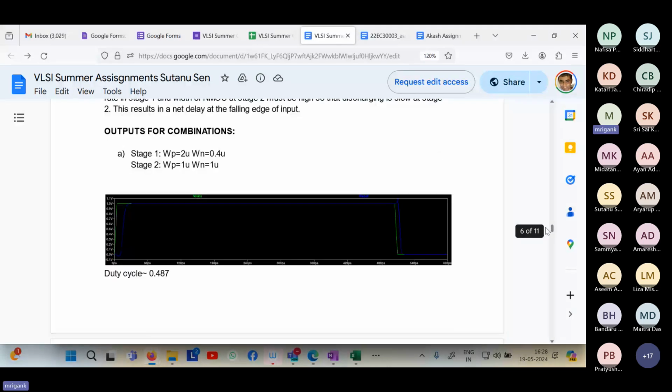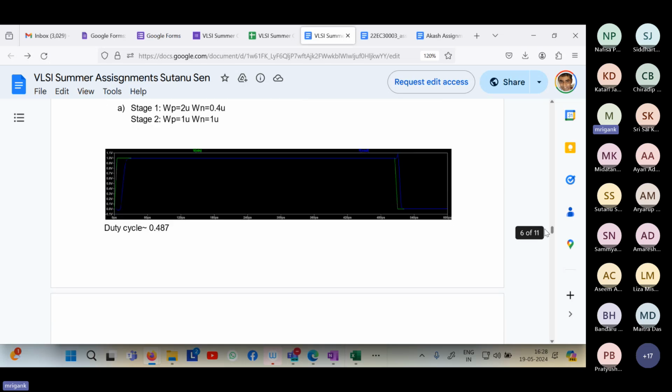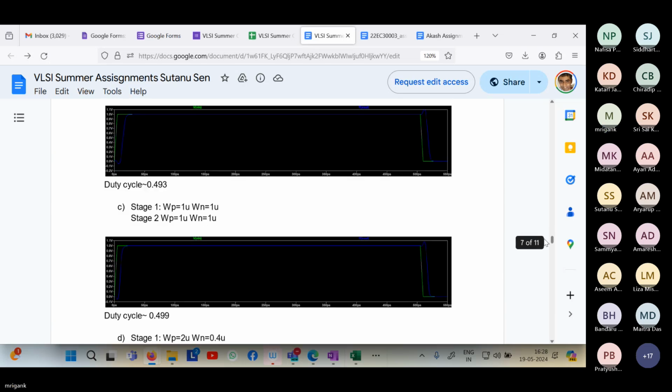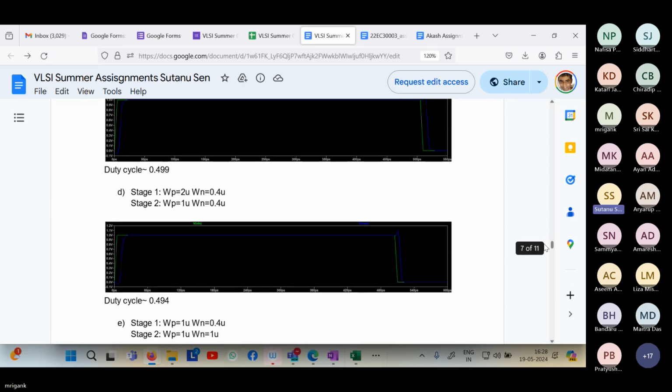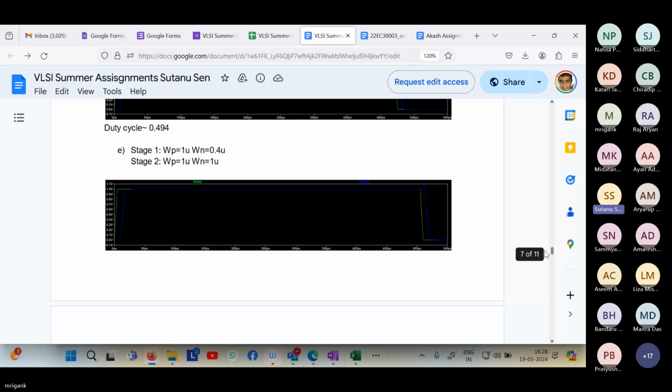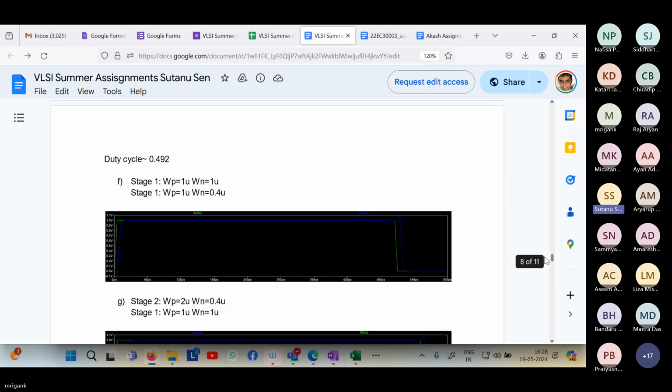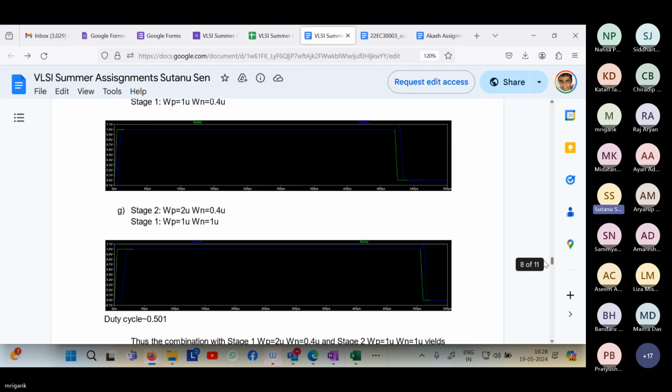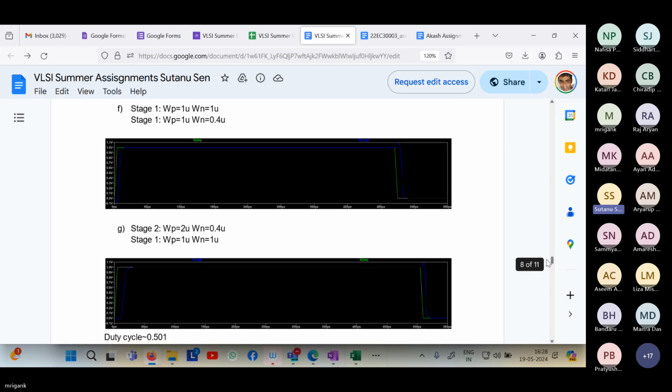So in this case, what is expected is that if you have the opposite scenario, that means first inverter WP is higher, WN is smaller, second inverter just the reverse. That will give you the worst scenario. So is that something you have observed? Yes, sir, that was the one. In the first case, I have put the WP highest, WN lowest. And in the second case, I have put the WP lowest and the WN highest. That gave me the worst delay, like worst change in duty cycle.